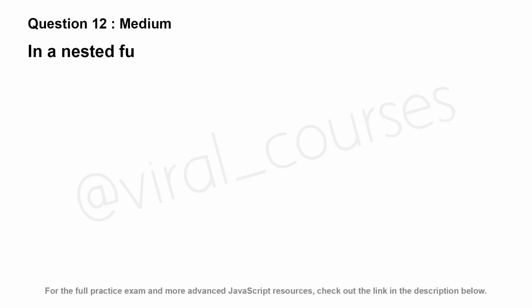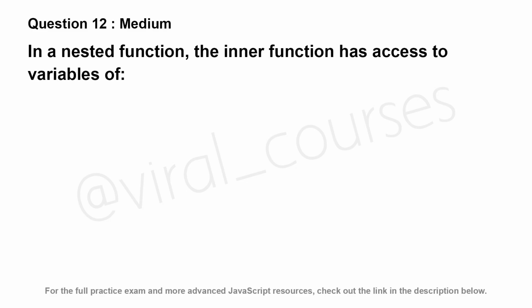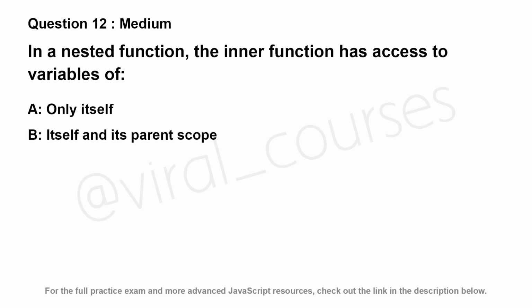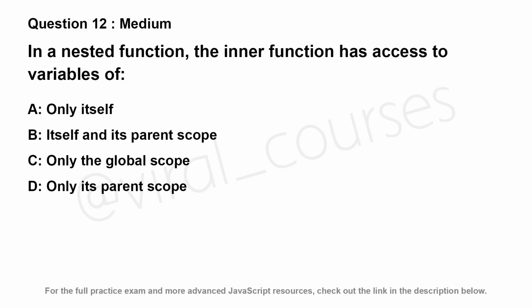In a nested function, the inner function has access to variables of: Option A, only itself. Option B, itself and its parent scope. Option C, only the global scope. Option D, only its parent scope.